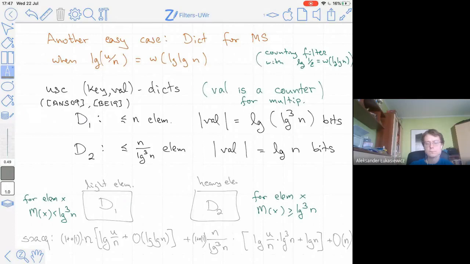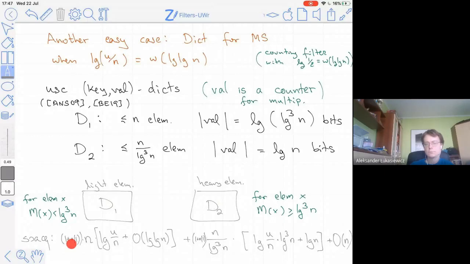These are elements whose multiplicity is at least log cube n. Therefore, you do not have too many such elements. And here you need log n bits in the counters. So the value that you attach to every element is log n bits long. And now you use these two dictionaries, and together you coordinate them, you insert an element, you see what its multiplicity is, you decide whether it goes here or here, and you do the space calculations for these dictionaries.